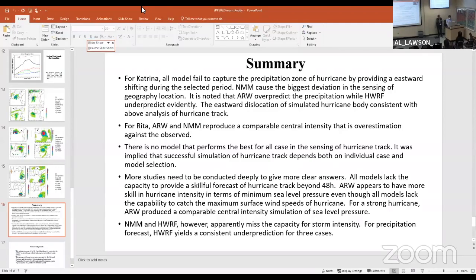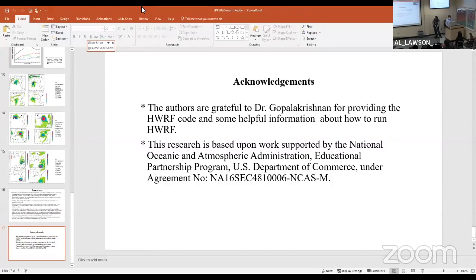This new model performed the best in all cases for the track. He planned that more study needs to be conducted in order to give a clearer answer. And for the NNM and H-WRF, apparently the capacity for storm intensity and precipitation forecast, those models will produce consistently under predicted results for the three cases. So that's his summary. I think this is his chronology. I'll stop here. Any questions?